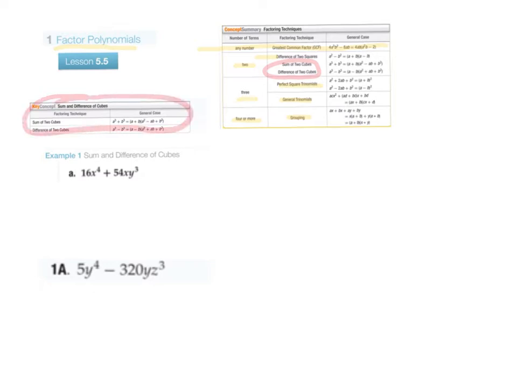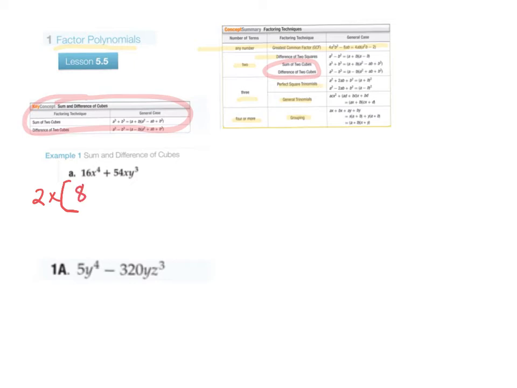So we're going to find cubes in the problems we're going to do. So let's start with our first problem. So the first thing I want to do is find the greatest common factor. Well, there is one between the 16 and 54. It's a 2. And between the letters, the x is the only thing that's common, and it's the lowest exponent is x. So I'm going to put a little brackets there.